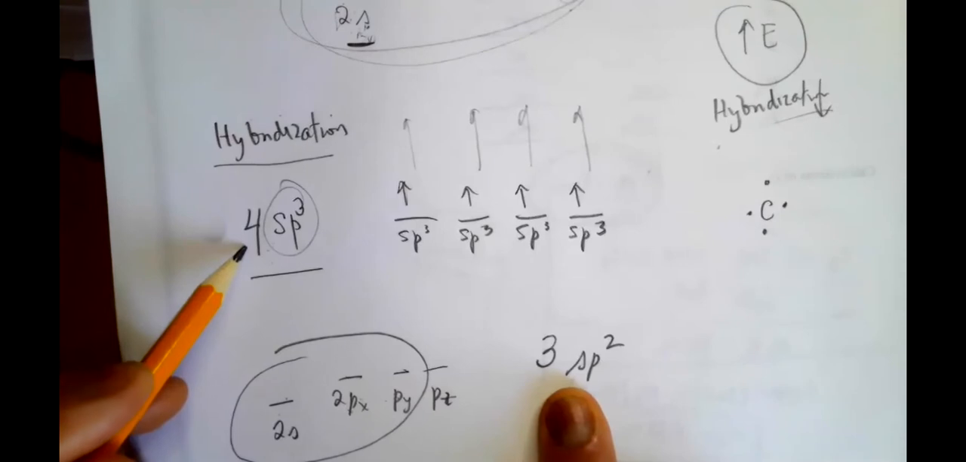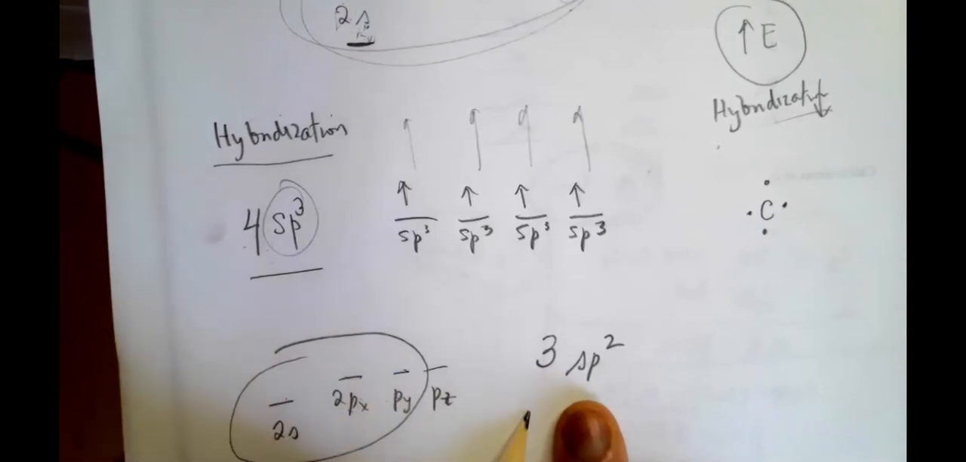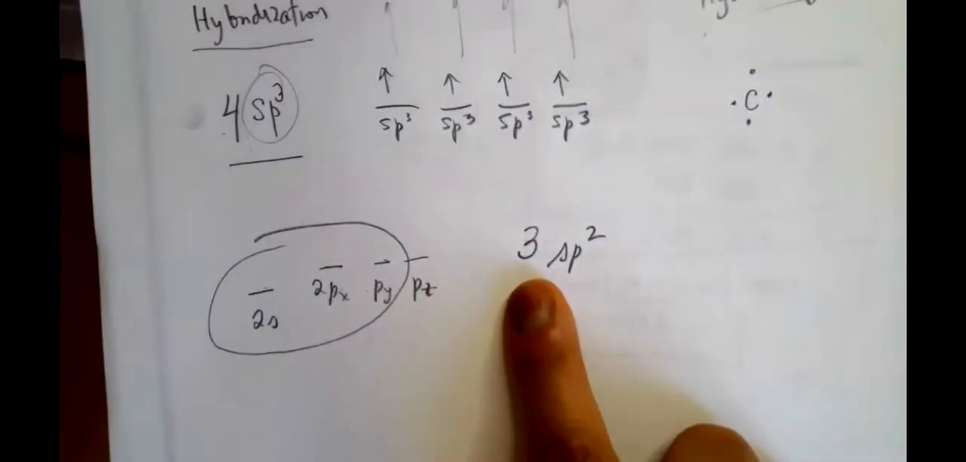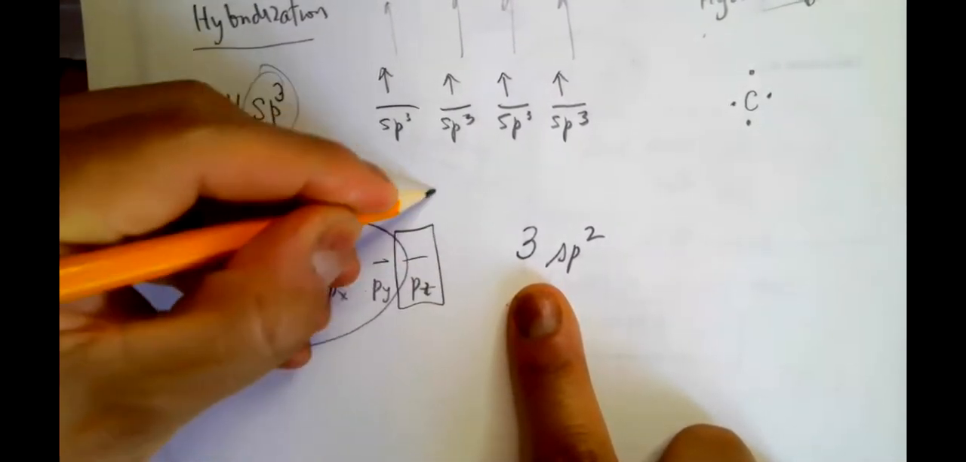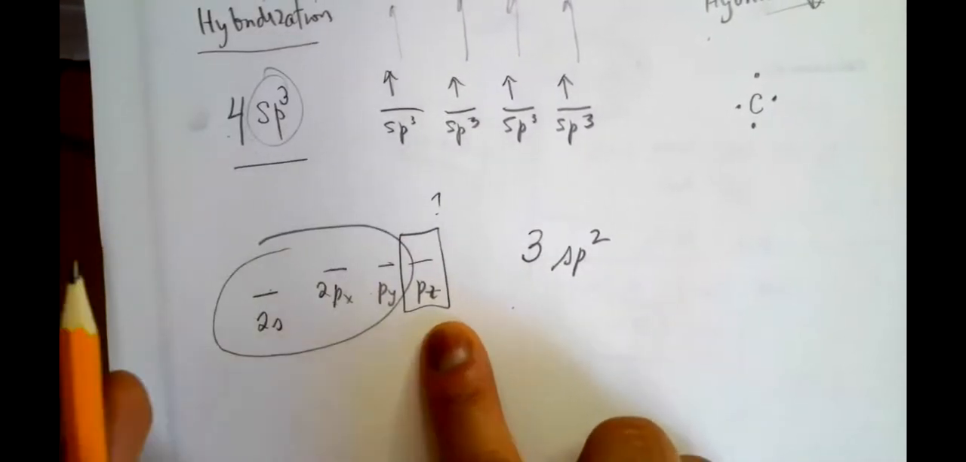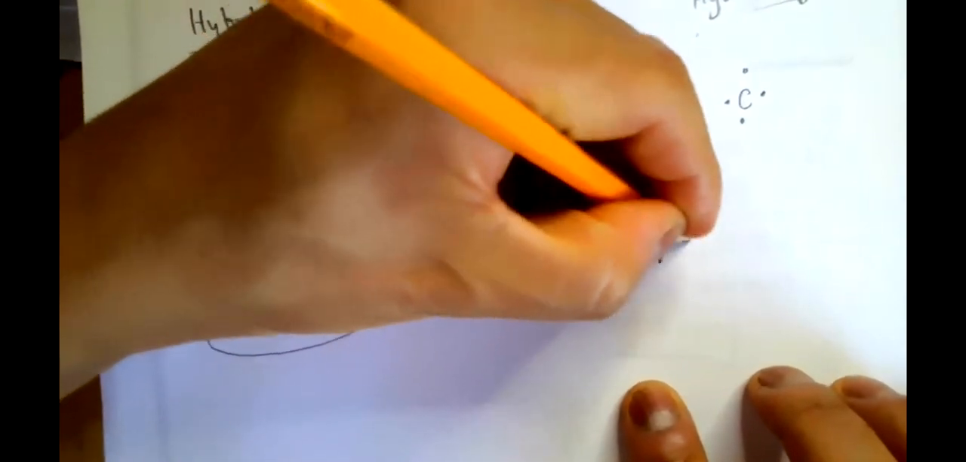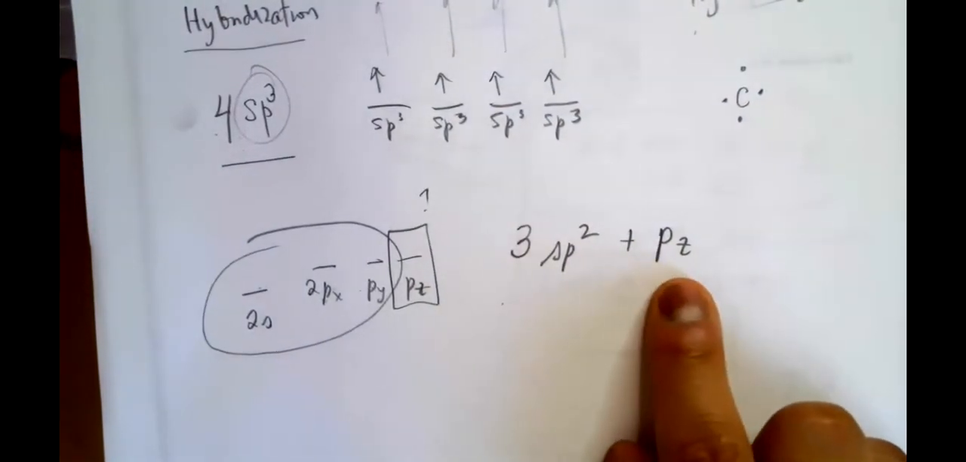Here I form 4 hybrid orbitals. But in this case, I will only get 3 hybrid orbitals. What happens with this single PZ that I didn't mix? Well, you will just get a pure p orbital. You didn't touch that, so you should get that, okay?